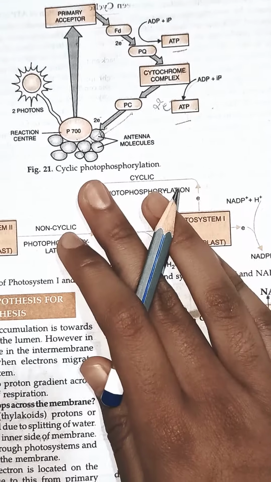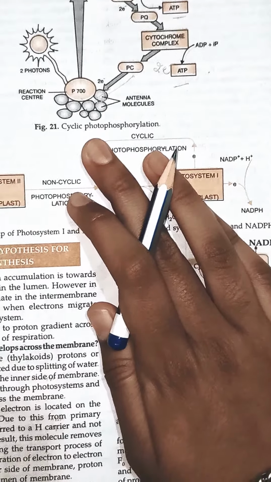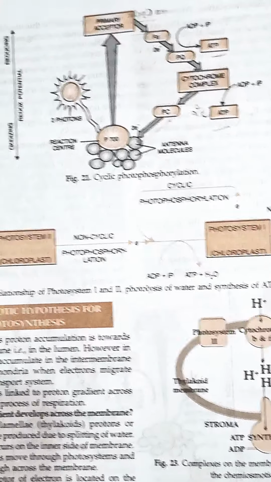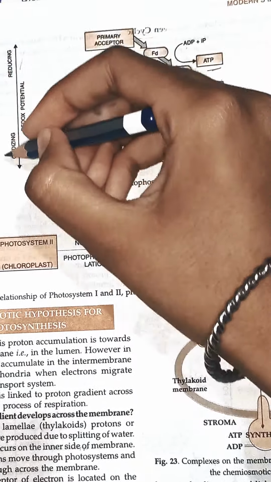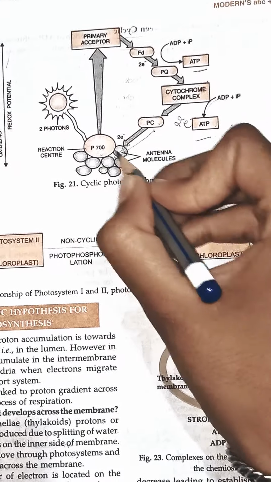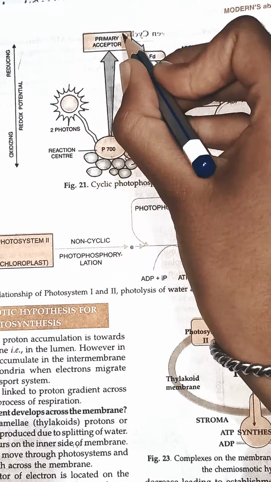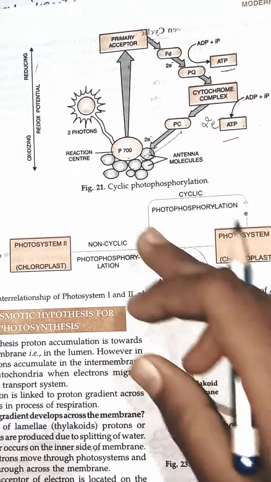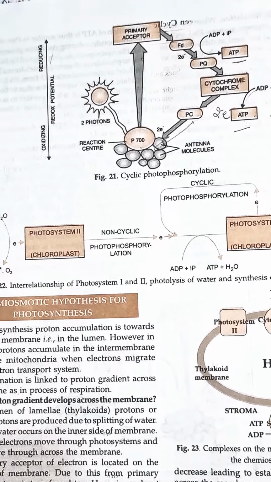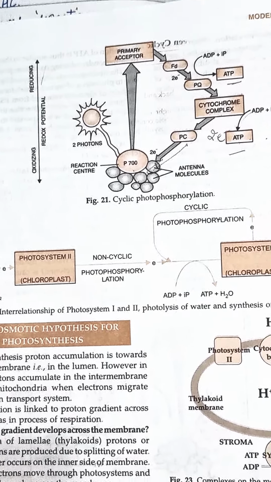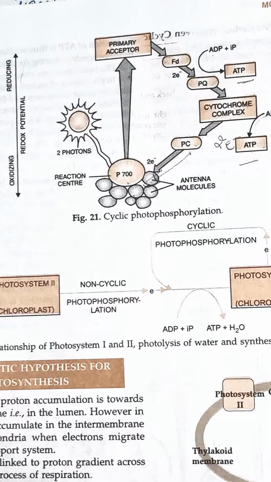That's why it is called cyclic photophosphorylation. I hope this topic is clear to you. Here it is written reducing and oxidizing, as on the lower side oxidation occurs and on the upper side reduction occurs. That's why it is written oxidation lower side and reduction upper side. I hope non-cyclic and cyclic photophosphorylation is clear to you.